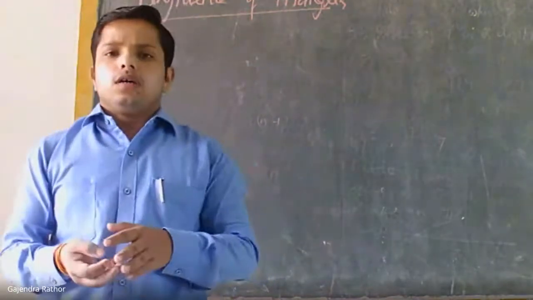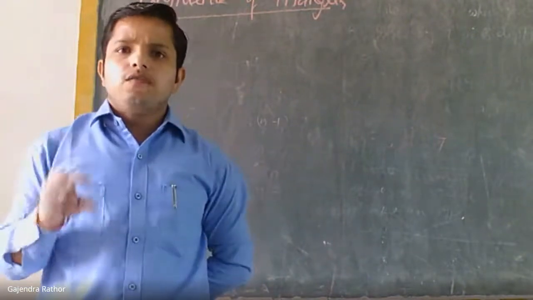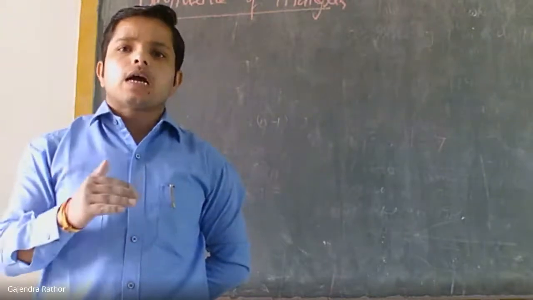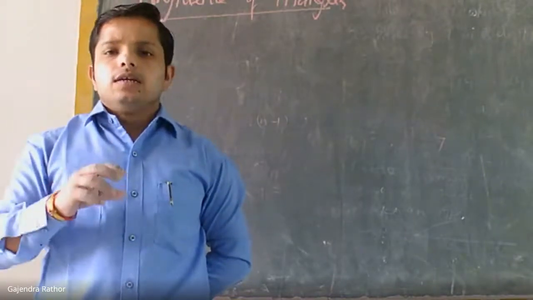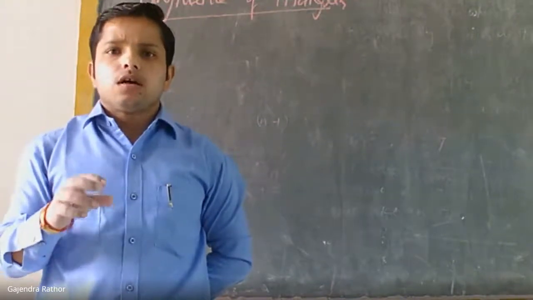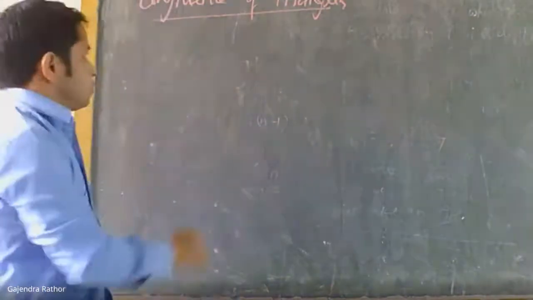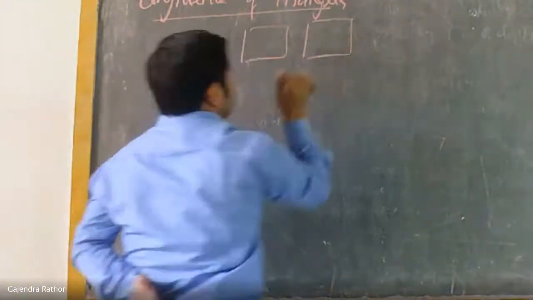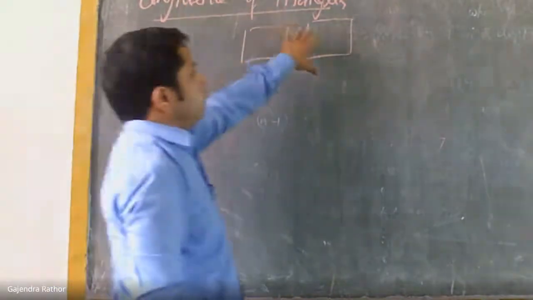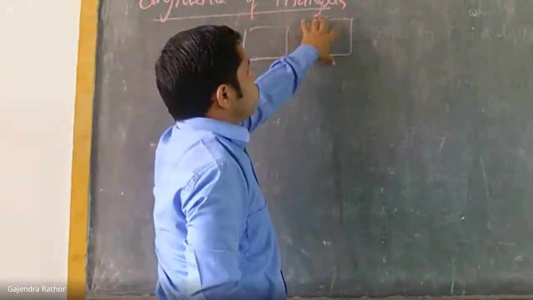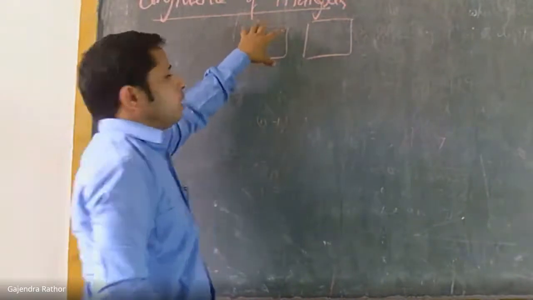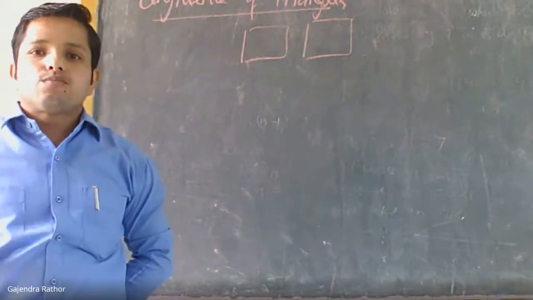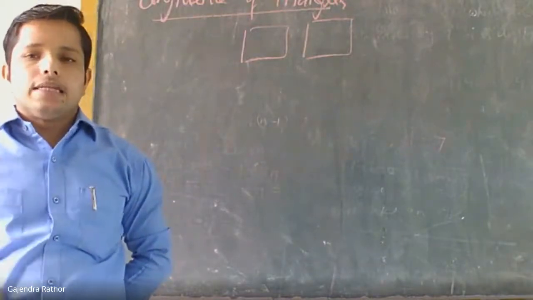If there are two figures and if we superpose one figure on the second figure, if they completely cover each other, then this property is called the congruence of figures. For example, if this is a square and this is another square, if we trace or superpose them on each other and they cover each other, then this property is called congruence.